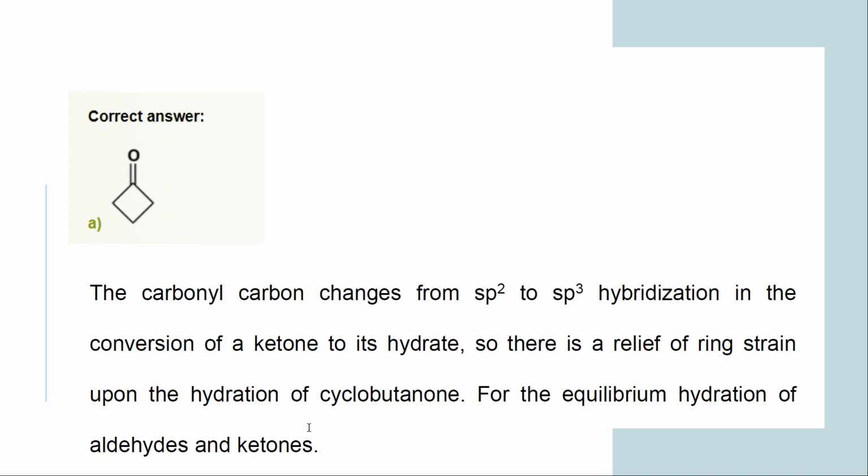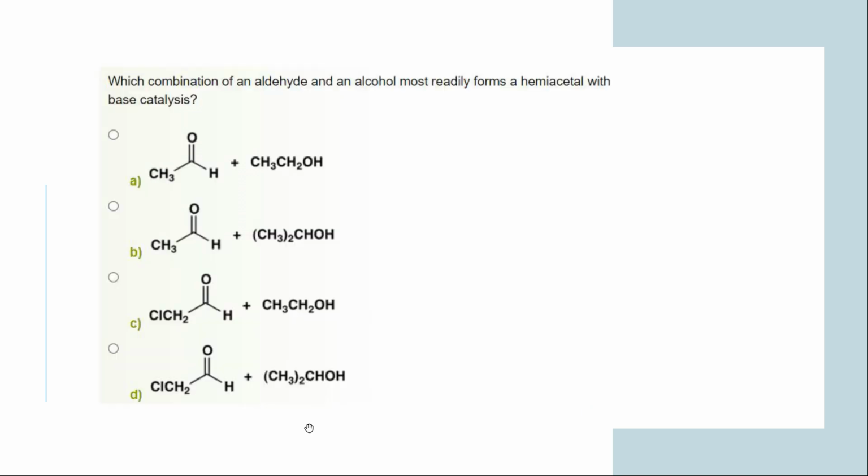Let us move to the next question. Which combination of an aldehyde and an alcohol most readily forms a hemiacetal with base catalysis? We have already looked at the mechanism of formation of hemiacetal and acetal, and we also looked at the hydrolysis of acetal. Now, which combination of an aldehyde and an alcohol will undergo formation of hemiacetal most readily when base is present in the reaction condition?